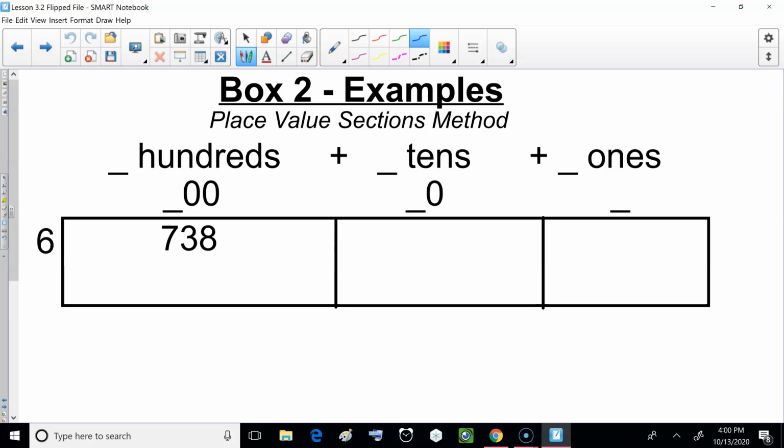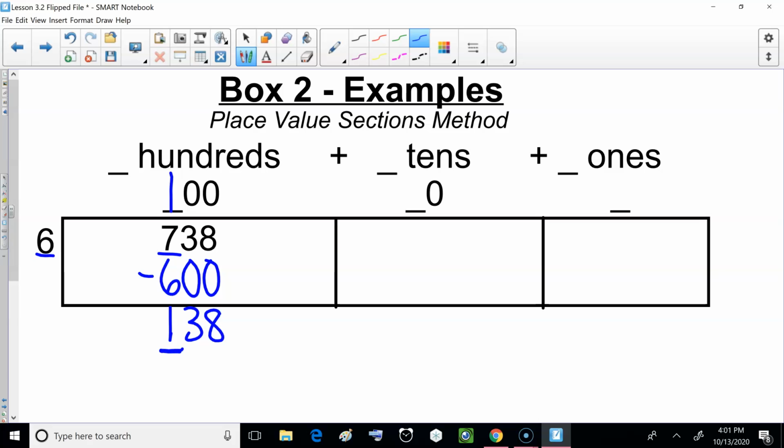So I'm in the hundreds category. Can 6 go into 7? Well, if I have 7 things and I have 6 people who want one, I can give them one. So I'm going to give them each one. So 6 times 1 would be 600, which would be left with 138.